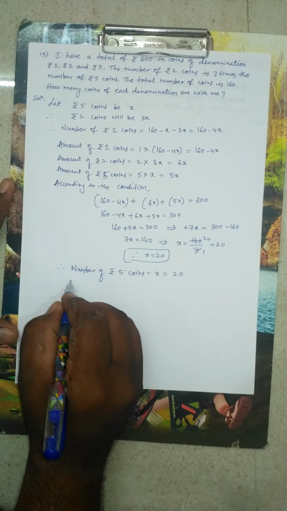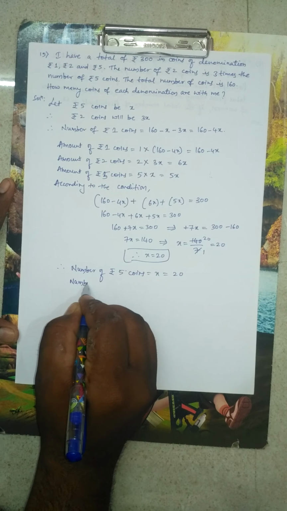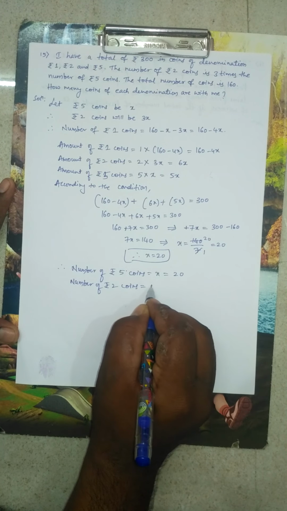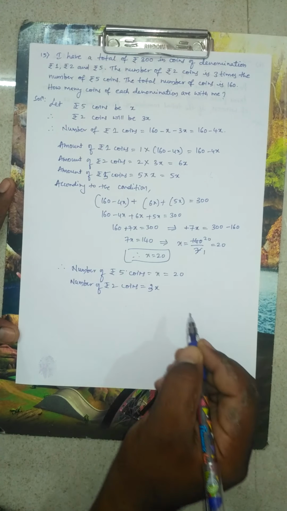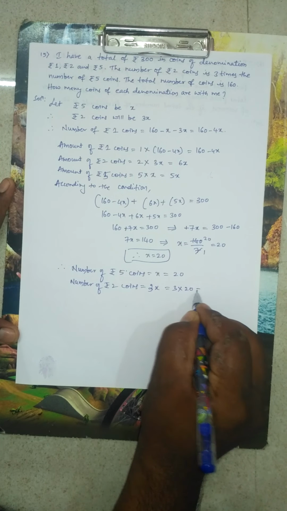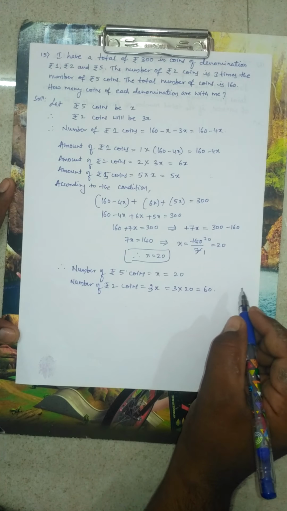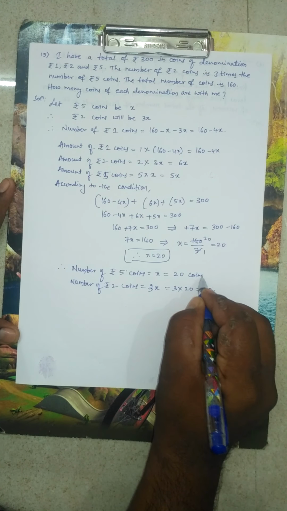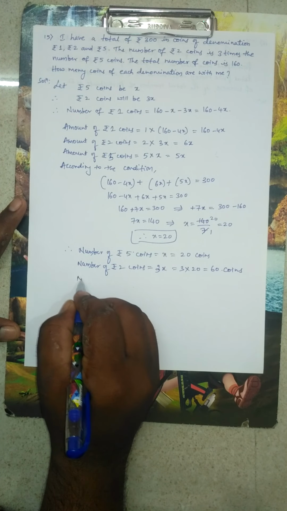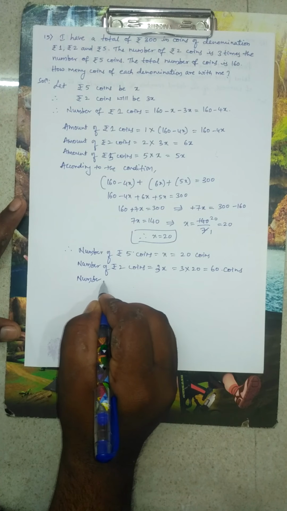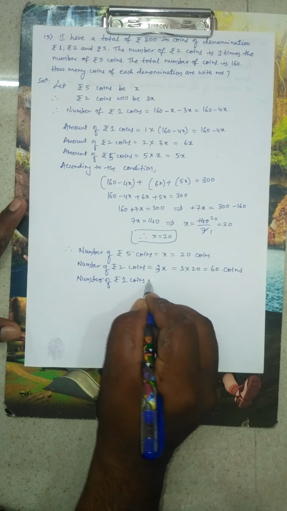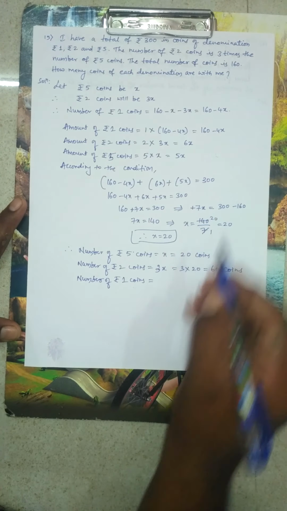Next, the number of 2 rupees coins. How many 2 rupees coins are there? 3x 2 rupees coins are there. So that is equal to 3 into the x value, which is 20. That is 60. Here 20 coins, here 60 coins. Next, the number of 1 rupee coins. How many 1 rupee coins are there? 160 minus 4x.